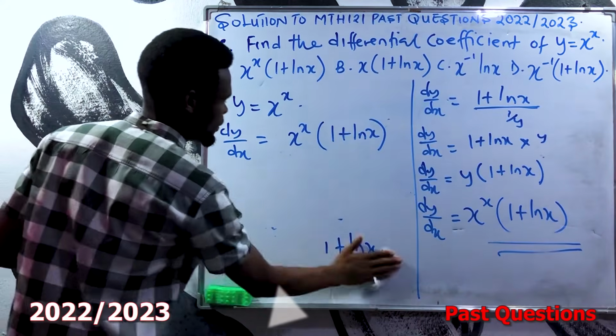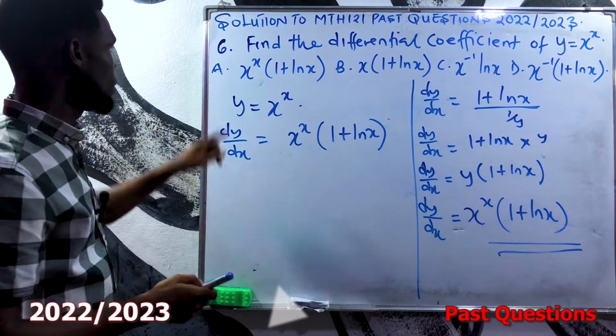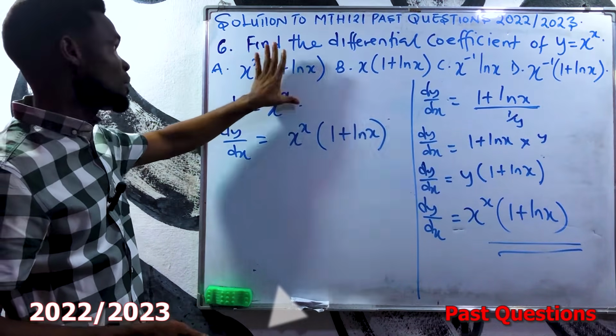Of course, you can see that this is the answer. And if you check the options, that is exactly option A. X raised to the power x into 1 plus ln x. It's as simple as that.